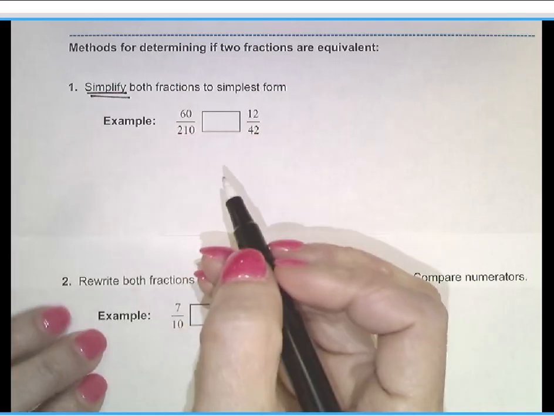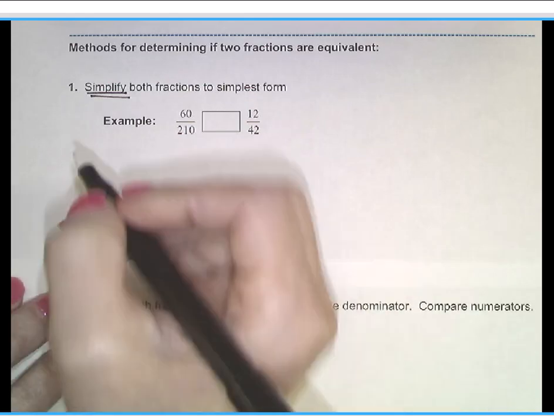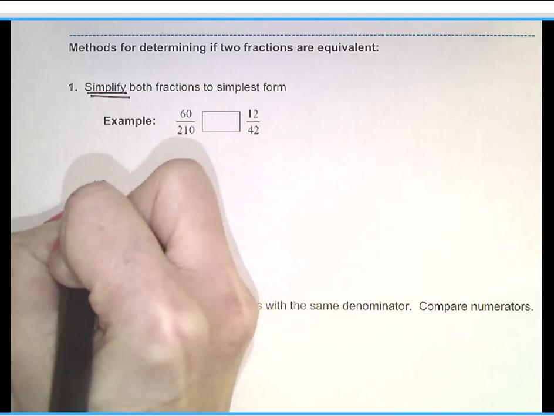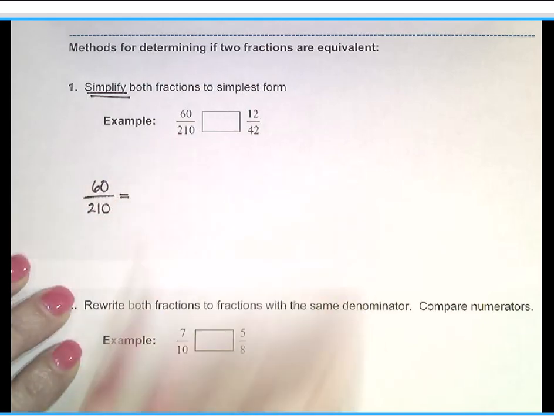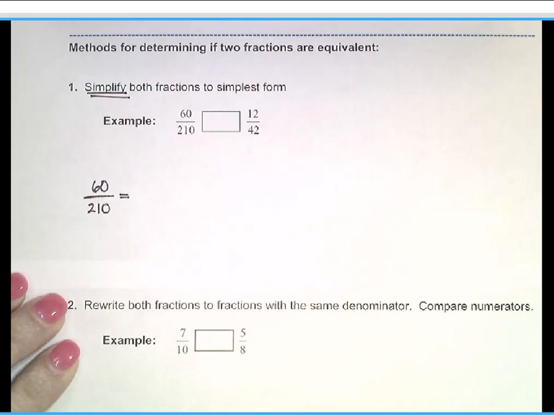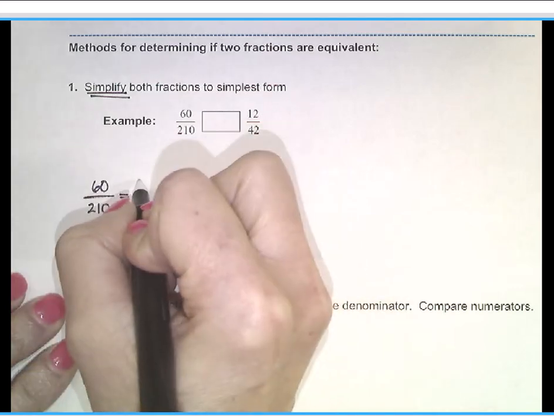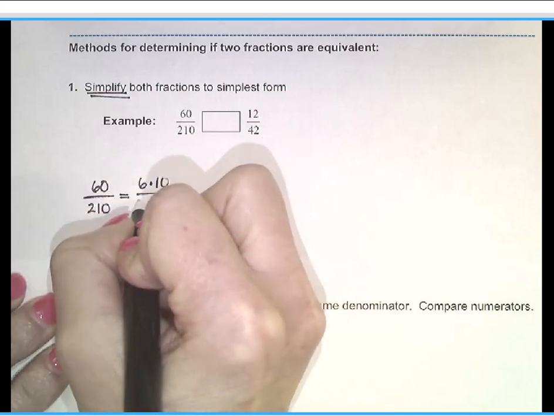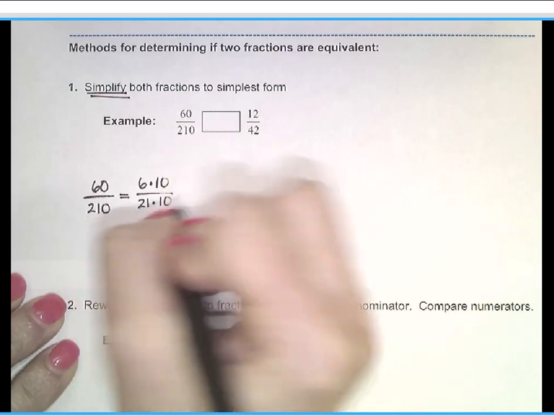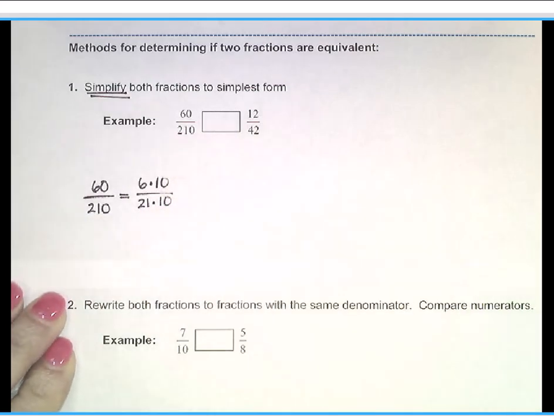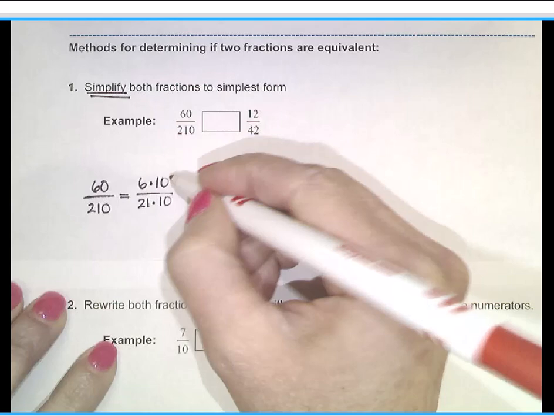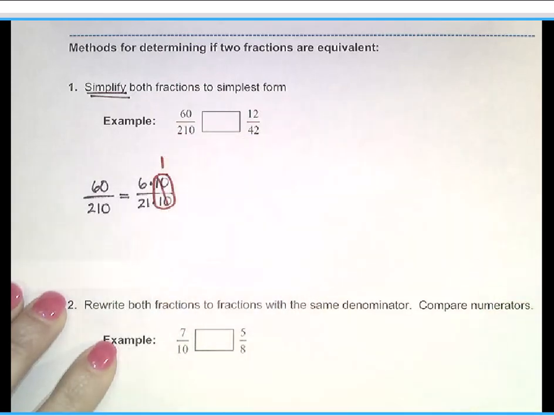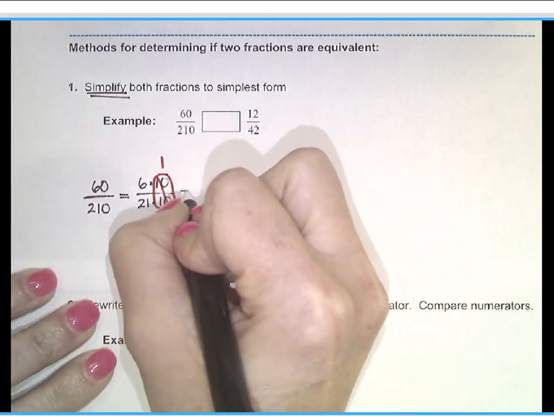So let's start by looking at 60 divided by 210. I'm going to try to simplify it. Now maybe you don't have space for a factor tree, or maybe you don't want to write out an entire factor tree. So let me show you an alternative. I could call 60 6 times 10, and I could call 210 21 times 10. I'm just doing this because I noticed that they both end in 0, right? So if they both end in 0, 10 divided by 10 is 1. So now what we're looking at is 6 divided by 21.